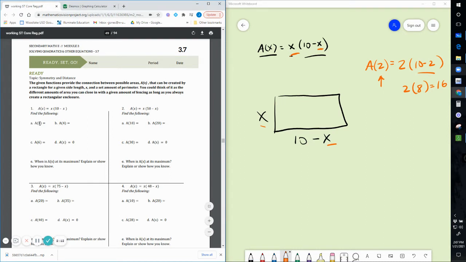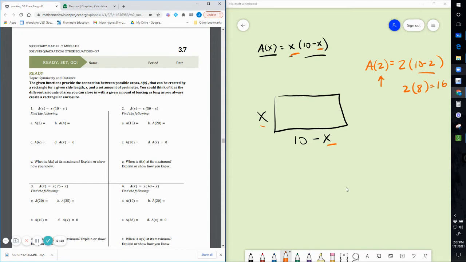Okay, so now if I erase those, that's just what it wants you to think about. So now you're going to do A of 3, A of 4, A of 6. So basically plugging in different values for x and solving. And then it says, what if A of x equals 0? Okay, what if A of x equals 0? That means you plug in 0 right there and you solve.